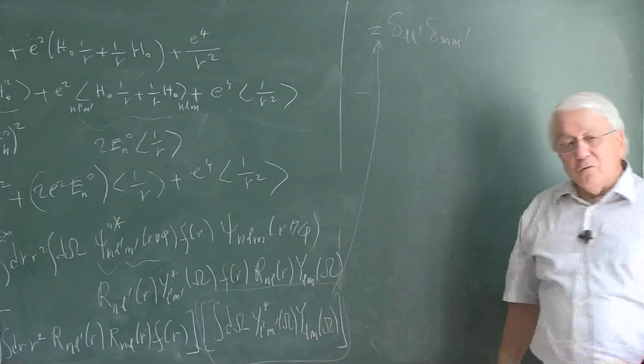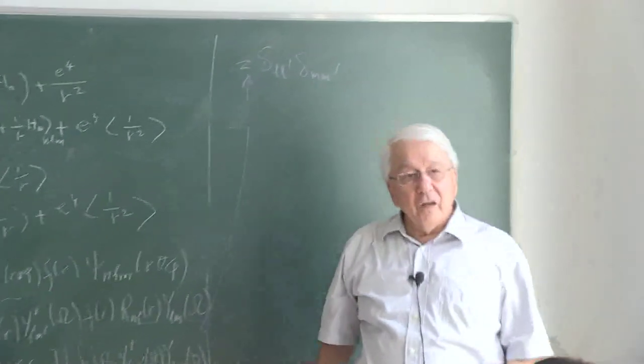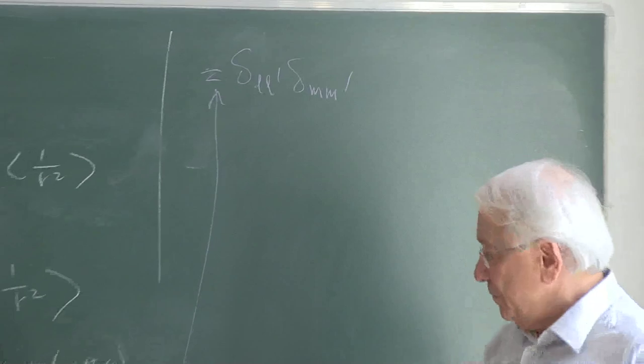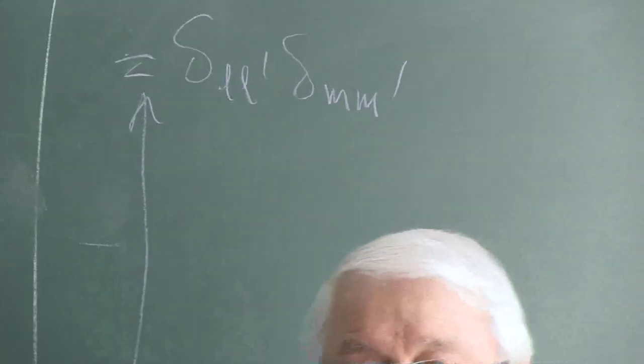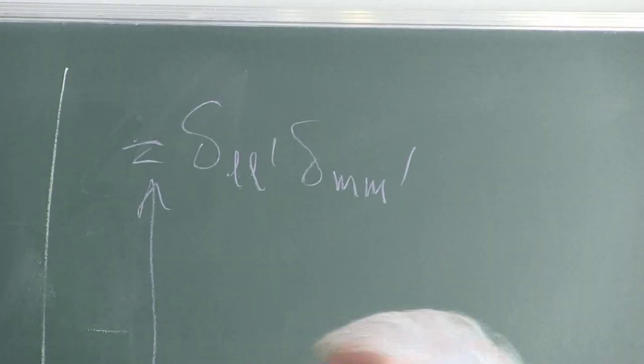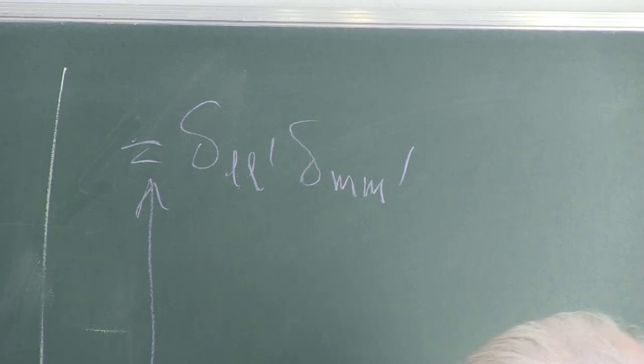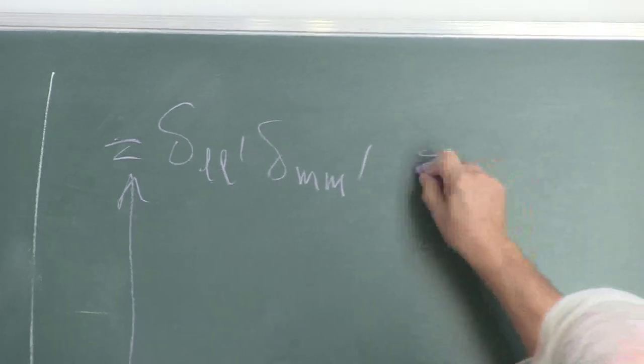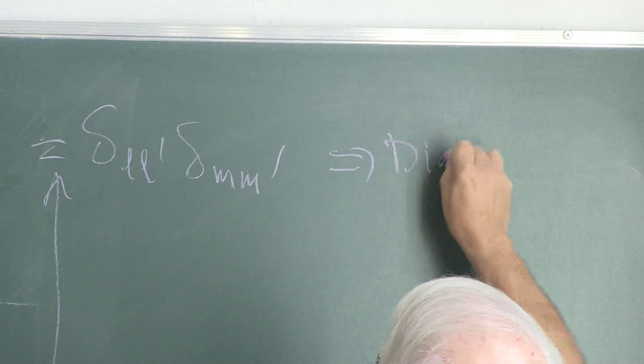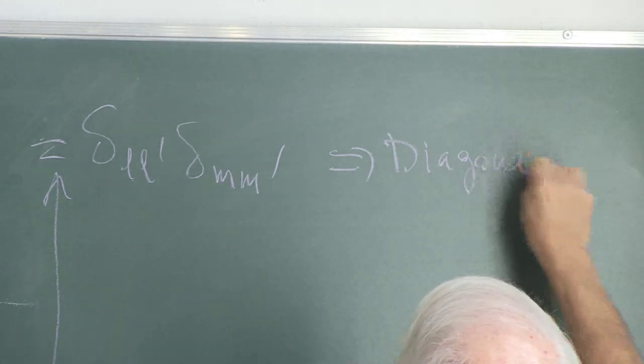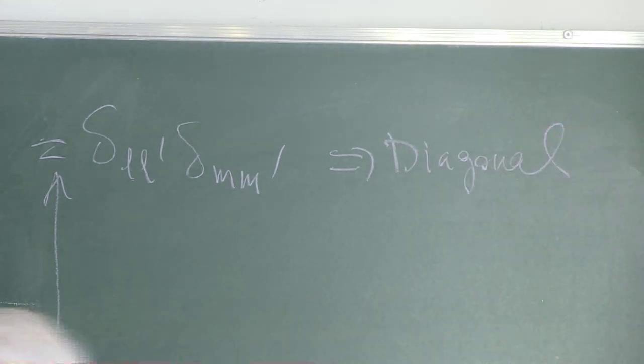Is this the result I was looking for? Proving that they are diagonal? Indeed so. So the first one is going to give some lump. Doesn't matter. So this is diagonal. In what space diagonal? Degeneracy subspace, the same N. N is not an extra label. L, L prime, M, M prime.